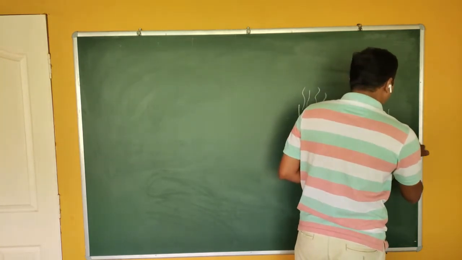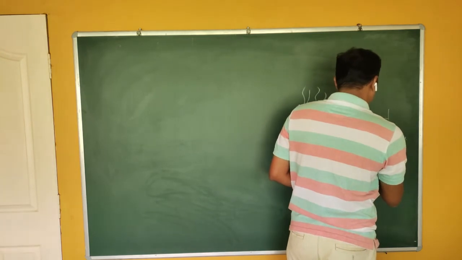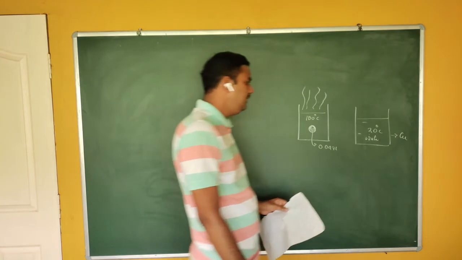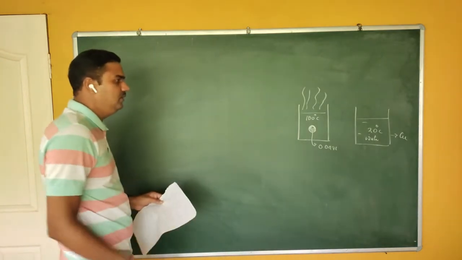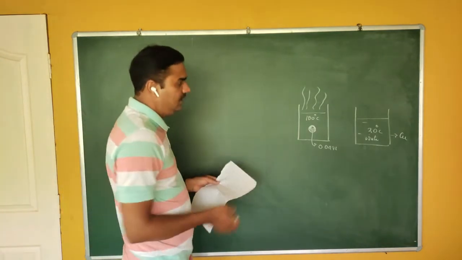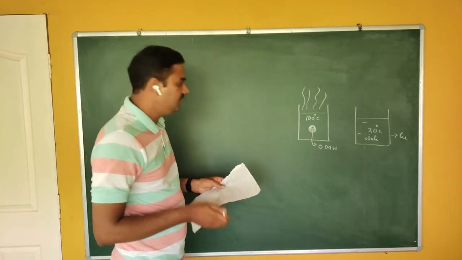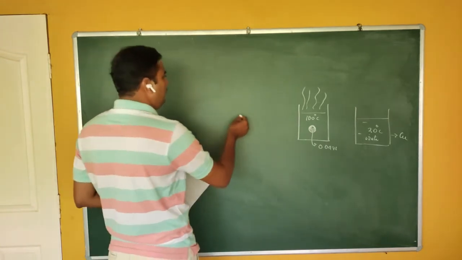Now this is copper. So in a copper container you have water, and the temperature is 20 degrees centigrade. On one side you have an aluminum sphere at 100 degrees centigrade, and on the other side you have copper and water, which is at 20 degrees centigrade.